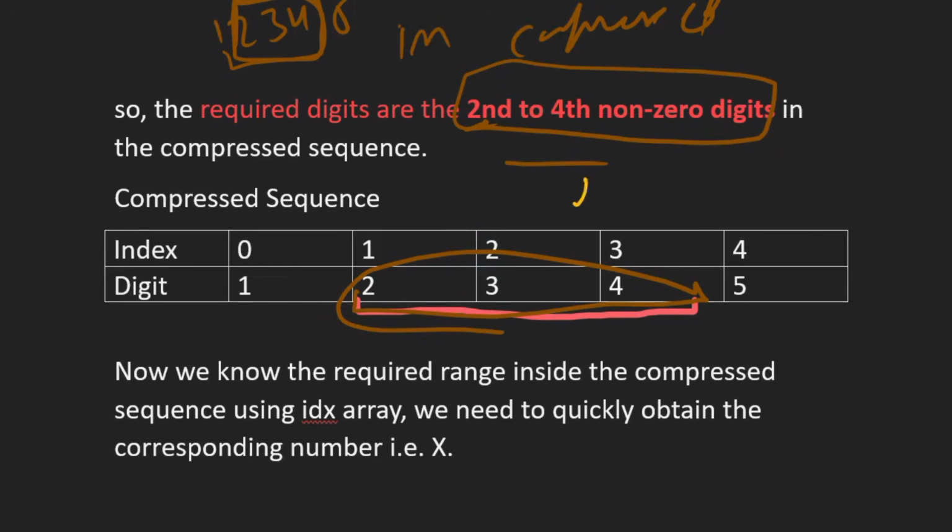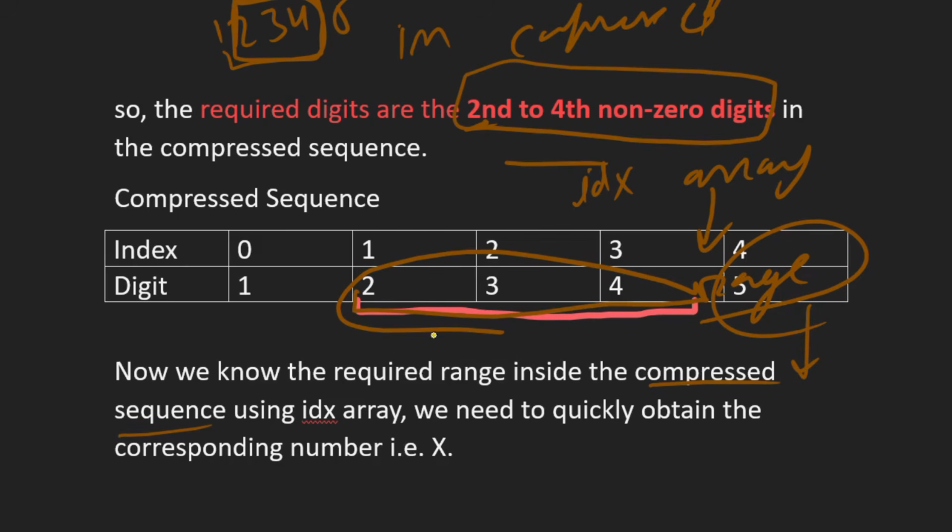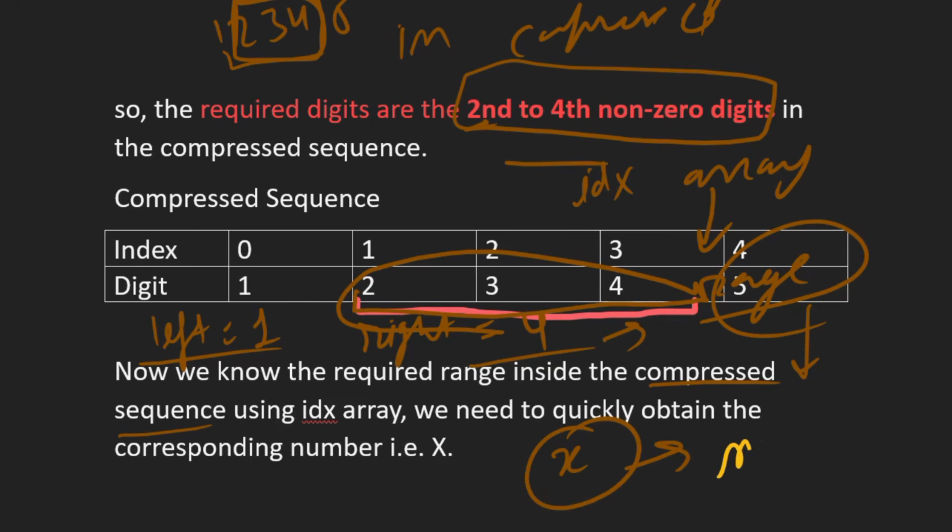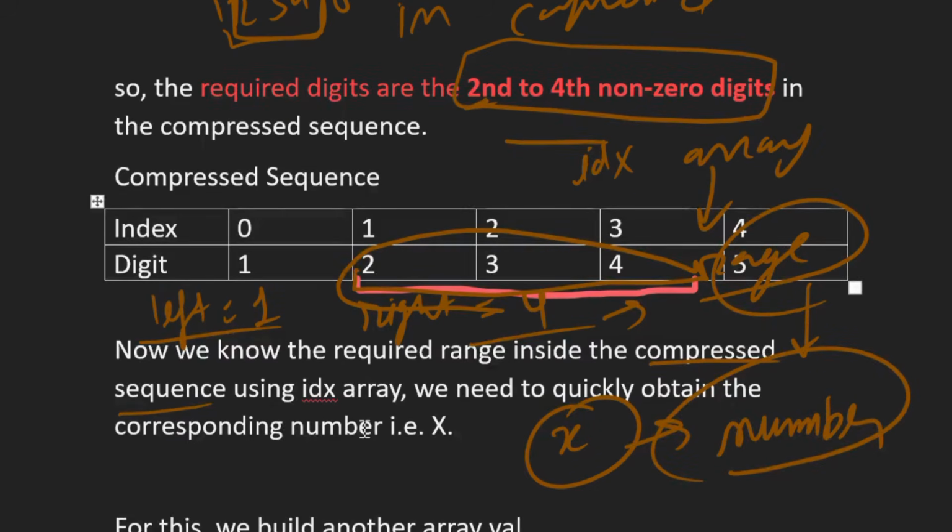So now, using the index array we get a range inside the compressed sequence. That is, we have to take the elements from left equal to 1 up to right equal to 4 in the compressed sequence. So now we get a range. Now using the range, we need to find x, the corresponding number. So how will we find that number?